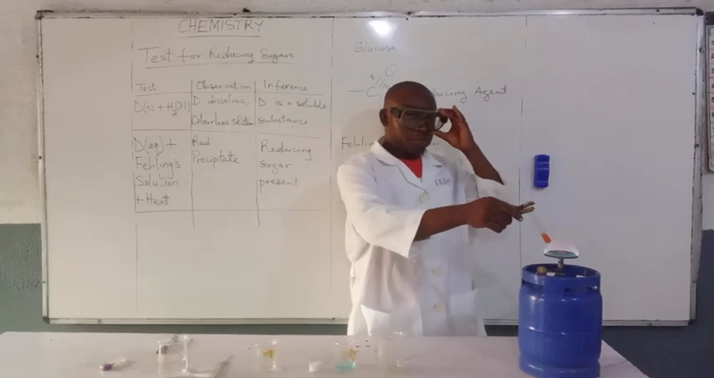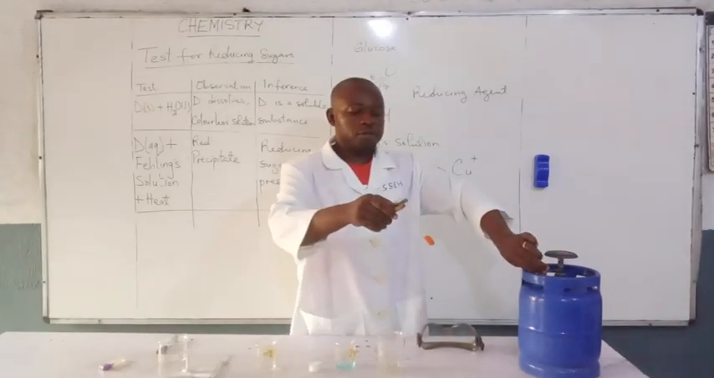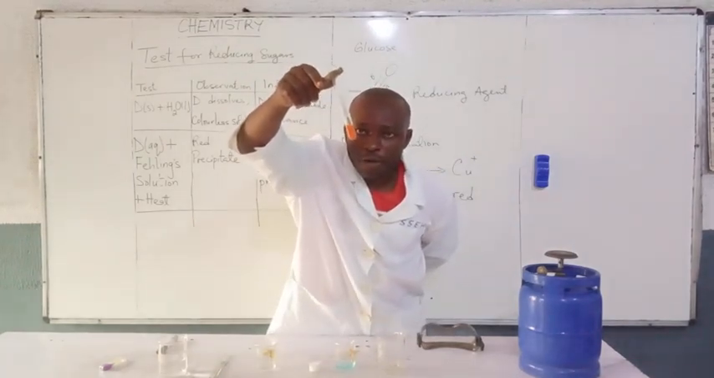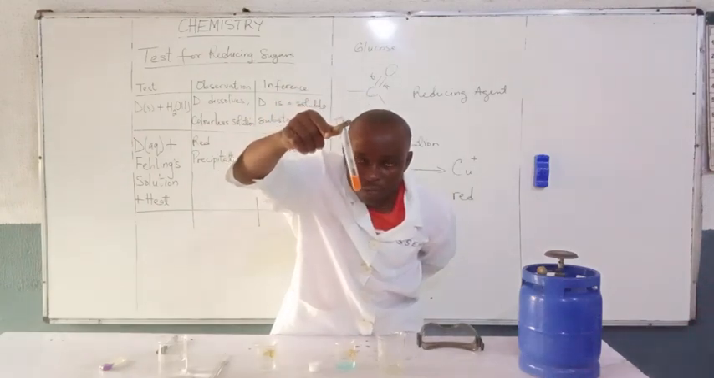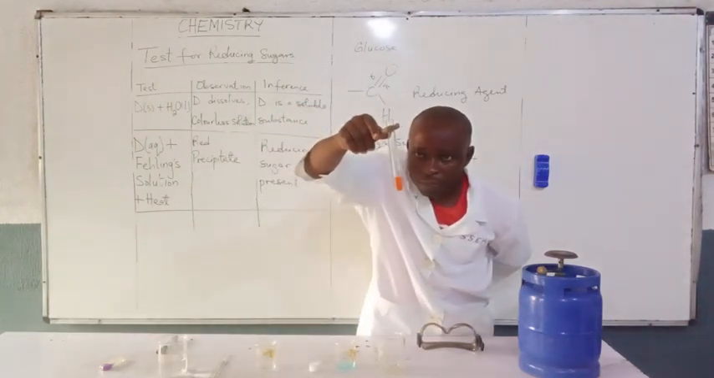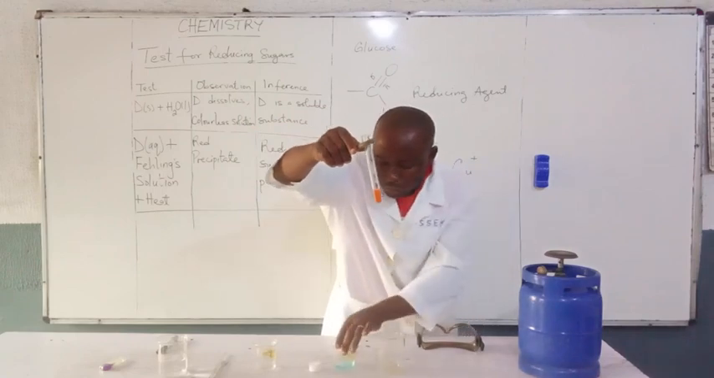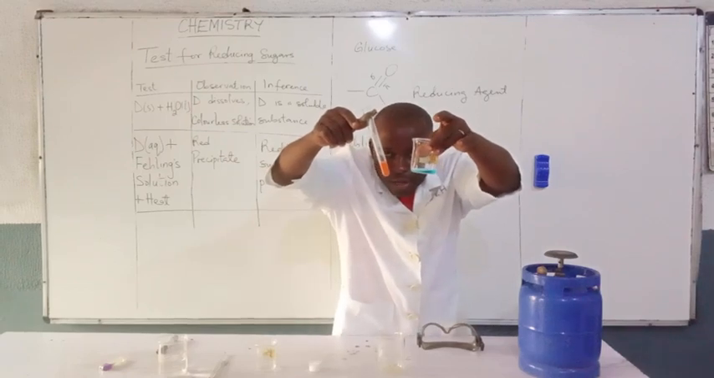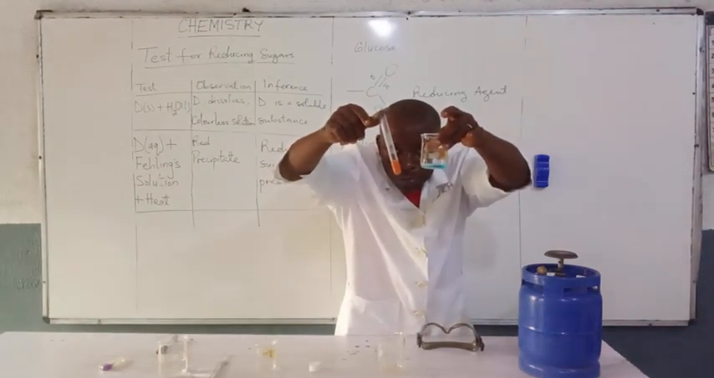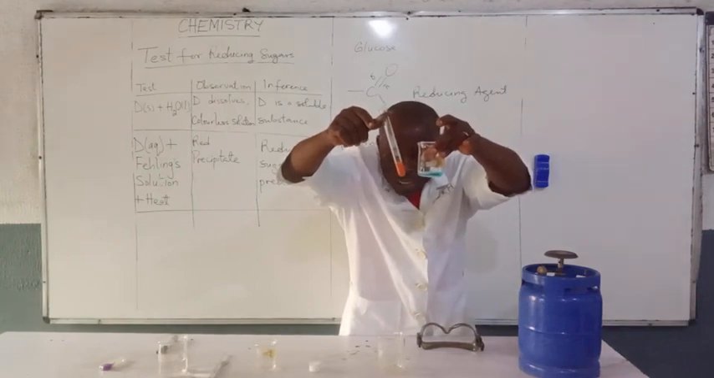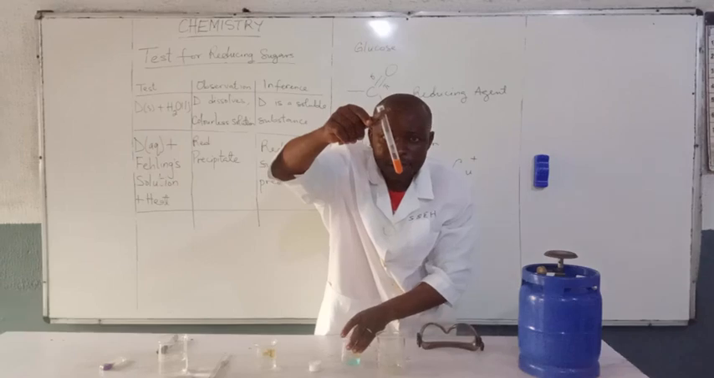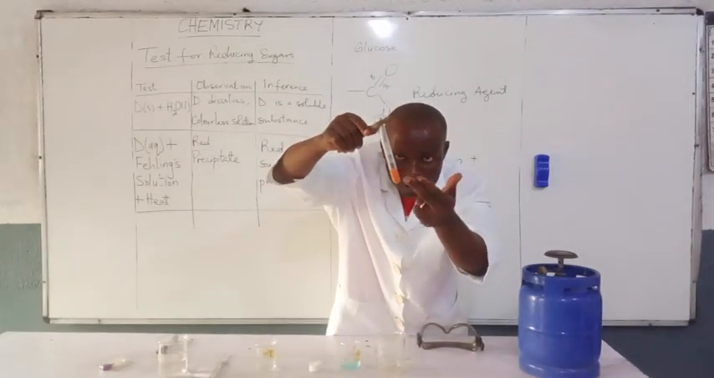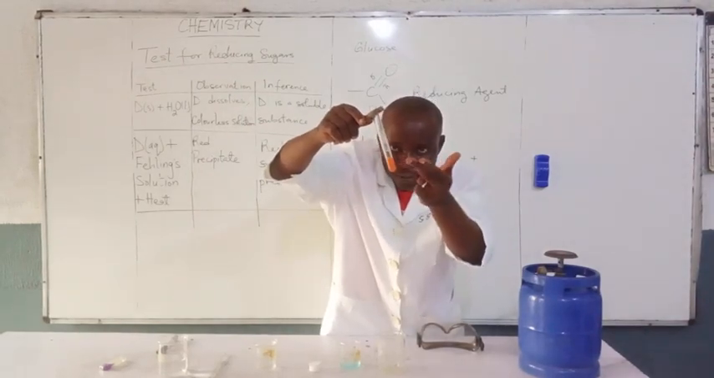Okay, we can stop this far and then put off the Bunsen burner and observe. Can you observe the color, students? What color are you seeing now? Is it the same as the blue of the Fehling solution that we added to it? No. So we are concluding that we have a red precipitate. Red precipitate. Do you understand? There's a red precipitate here.